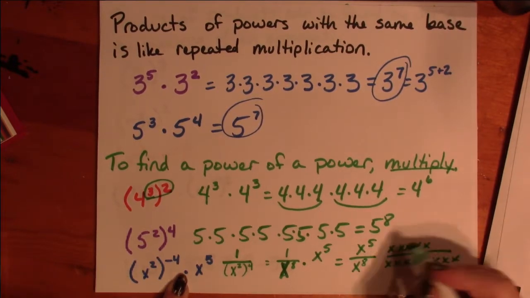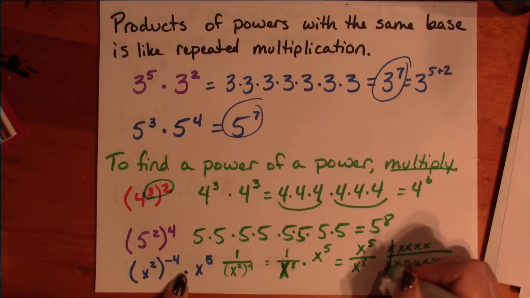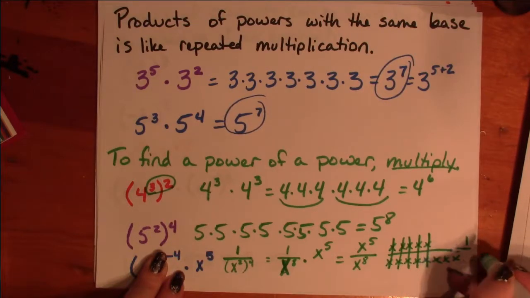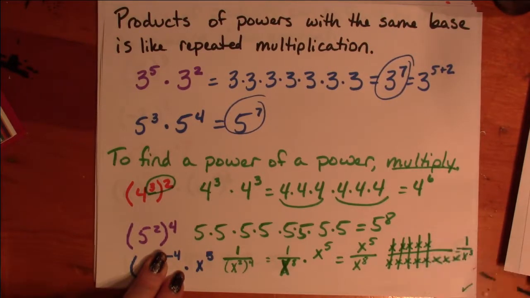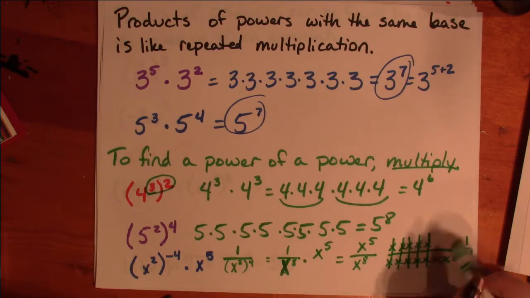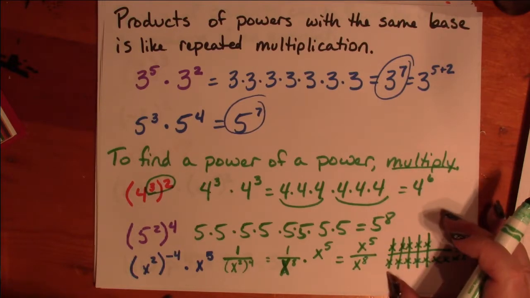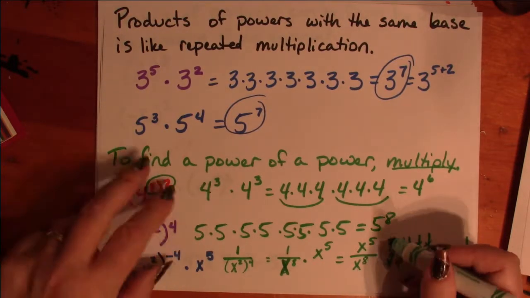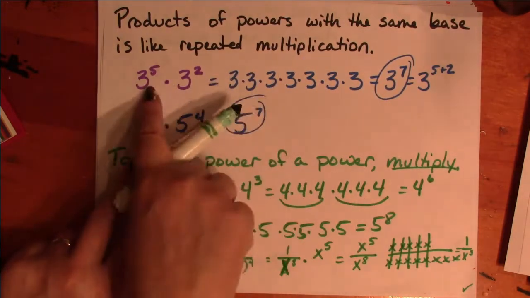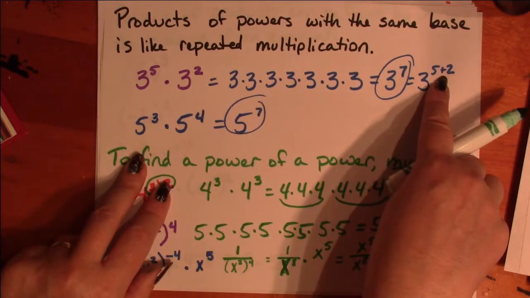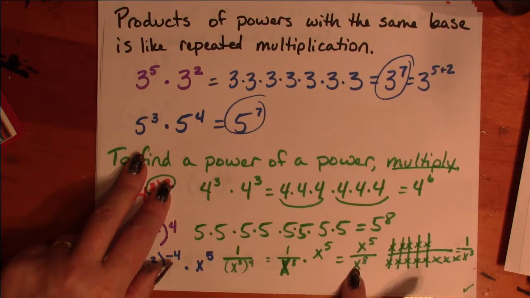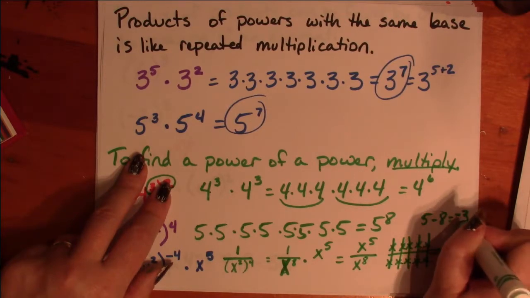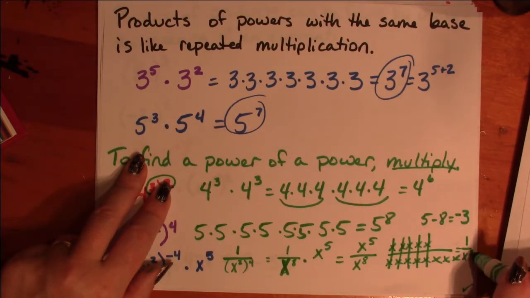If I've got 5 x's up here and 8 x's down here, these cancel out, and I end up with 1 over x to the third. Sometimes you have to draw yourself some pictures to really see and understand what you're doing. If you get it, the shortcut for division, just like the shortcut for repeated multiplication is adding, the shortcut for repeated division is subtracting. So 5 minus 8 is negative 3. So it's 1 over x cubed.